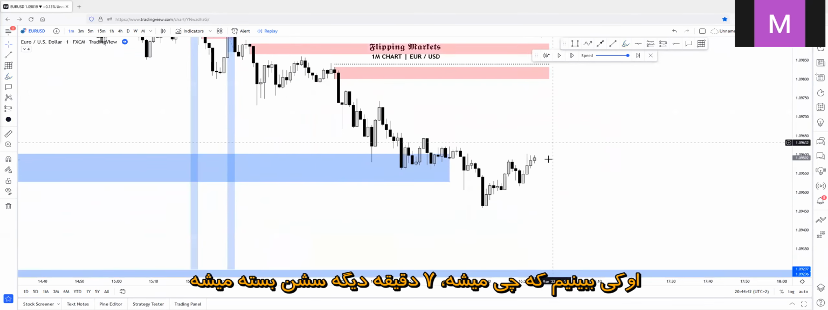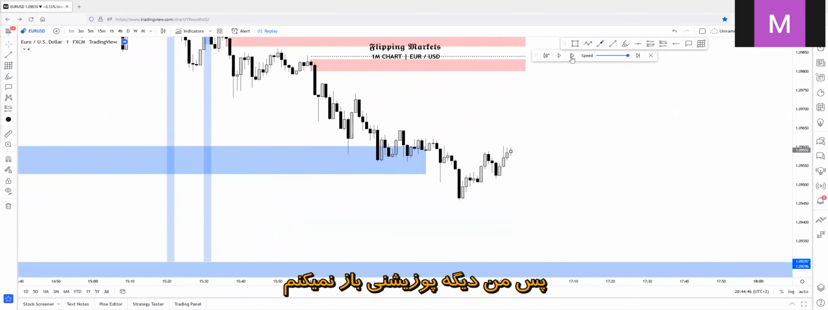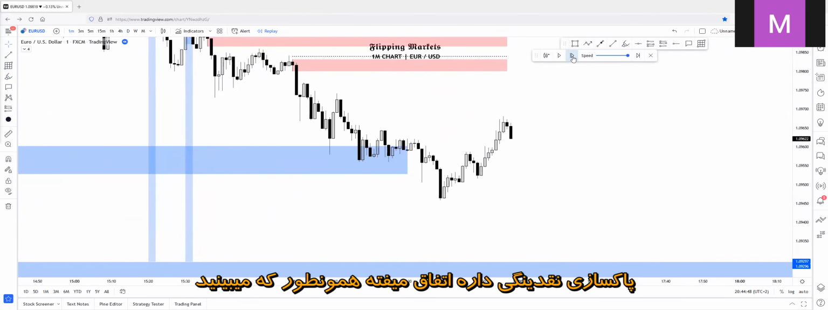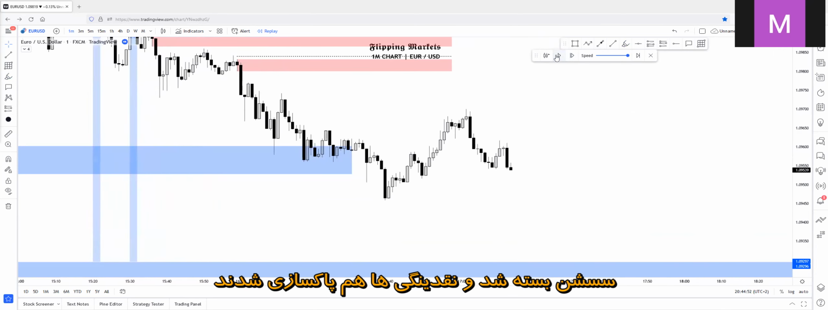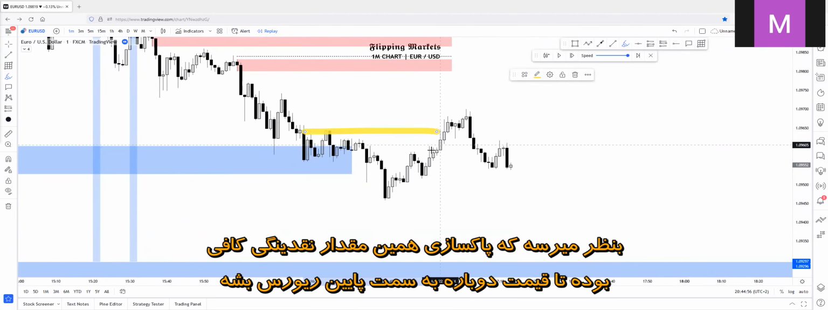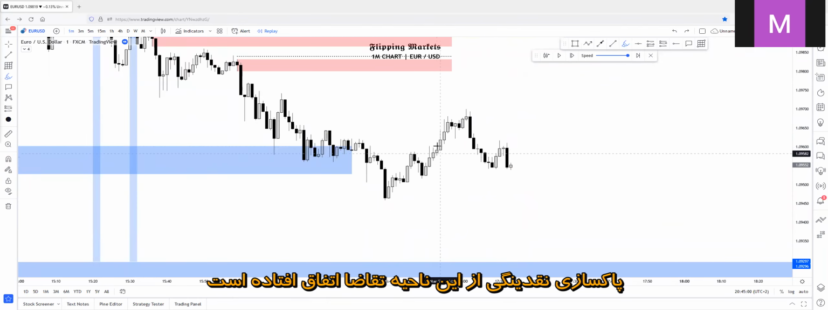Okay, let's see what happens. Session closes in 7 minutes, so I'm not opening any more positions. Liquidity sweep is actually happening, as you can see. Session has closed, liquidity sweep has happened. Seems like this much liquidity sweep was enough for price to reverse to the downside again, because as you can see, liquidity sweep has happened from this demand zone.